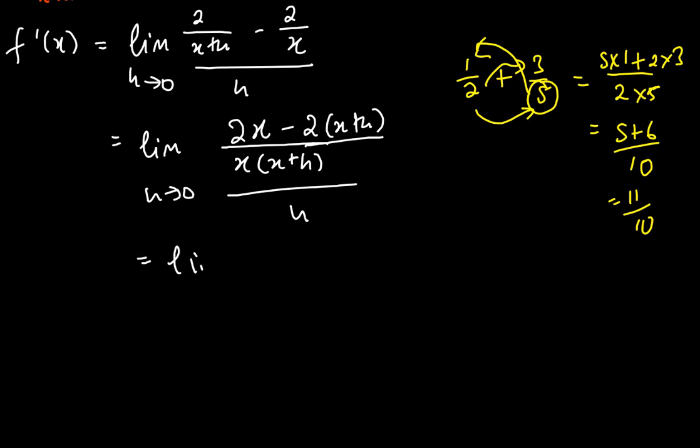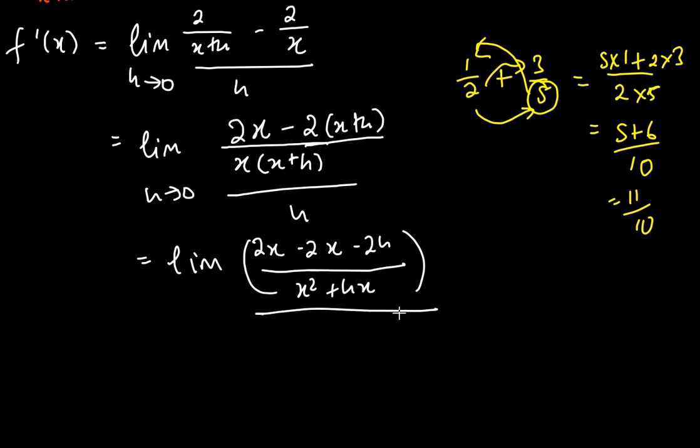Then we're going to have the limit of 2x, and then negative 2 times x will be negative 2x, and then negative 2 times h will be negative 2h, all of that divided by x times x, that will be x squared, and then x times h, that will be hx. Remember, all of this is divided by h as h approaches 0. So for you to always remember your numerator, you can put it in brackets, so I'm putting it in brackets.